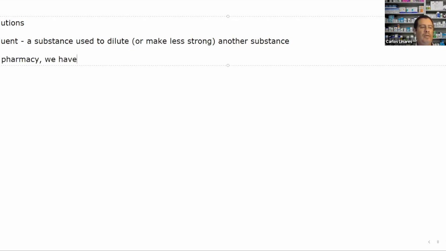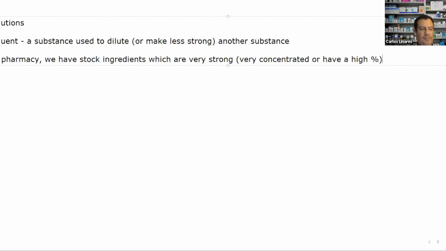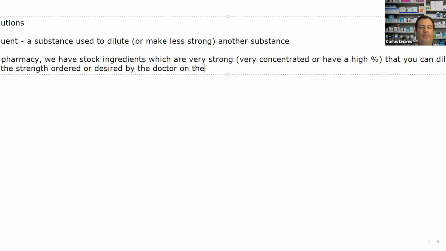In pharmacy, we have stock solutions or product or stock. I won't say solutions, or I won't say products either, because I'm going to use products in another way later, or stock ingredients. We have stock ingredients, which are very strong or very concentrated or have a high percentage, okay? That you can dilute to the strength ordered or desired by the doctor on the prescription.